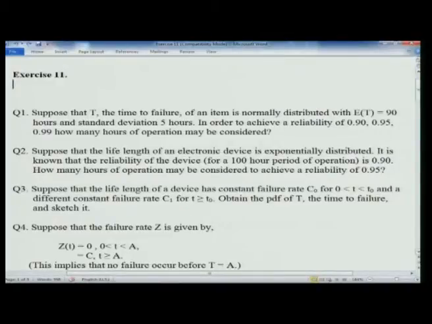Suppose that the failure rate z is given by the following. Now, question 4 is a special case of 3. Here, for time between 0 and a, the failure rate is 0, and for t greater than a, it is c. So, it is constant. Again it is the same thing as 3, except that now c naught is 0 and c 1 is c. Because we have obtained the form for the failure law in 3, now just substituting the special values, you can compute it.